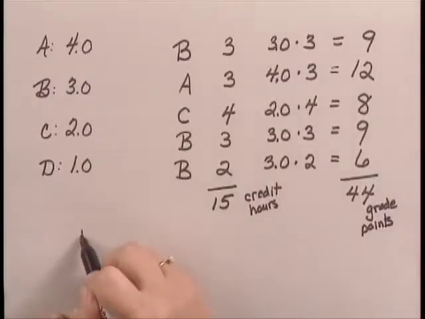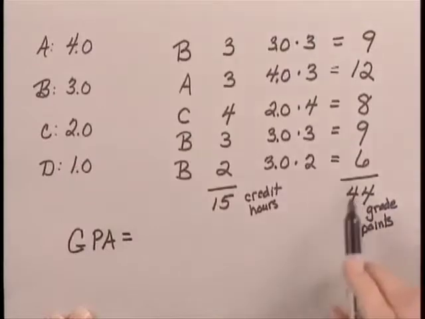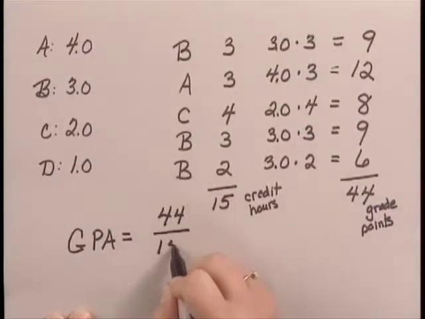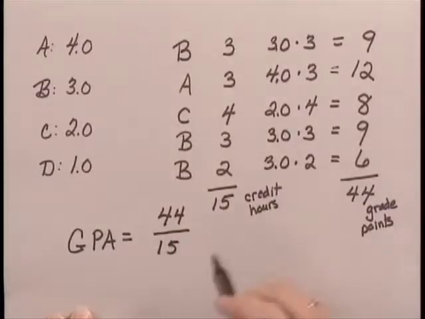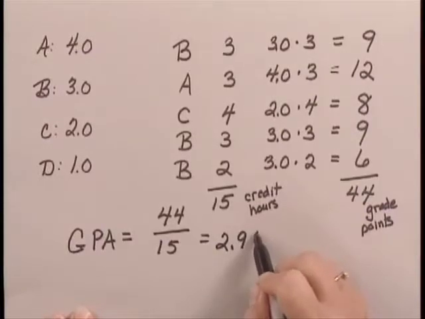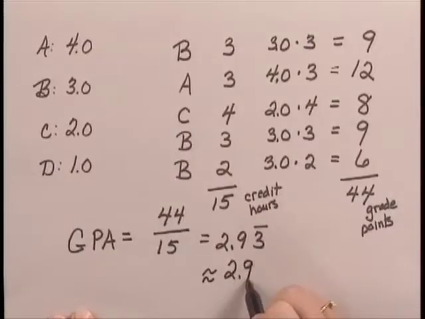So the grade point average, or GPA, is the number of grade points divided by the number of credit hours. If we do that division, we get 2.9 and 3 repeating as a repeating decimal. And typically, these are given rounded to the nearest tenth. Rounding this to the nearest tenth, we get 2.9. So the grade point average for this semester is 2.9.